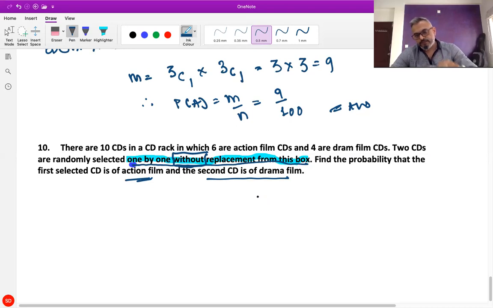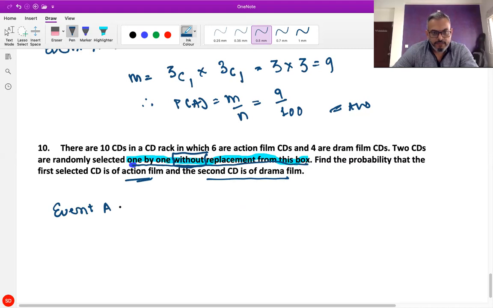Now, इसको तुम डायरेक्टली भी सॉल्व कर सकते हो और तुम स्टेप वाइज भी जा सकते हो. तो नाउ वी कैन गो स्टेप वाइज कि लेट्स टेक इवेंट A denote that CD selected is of action film.